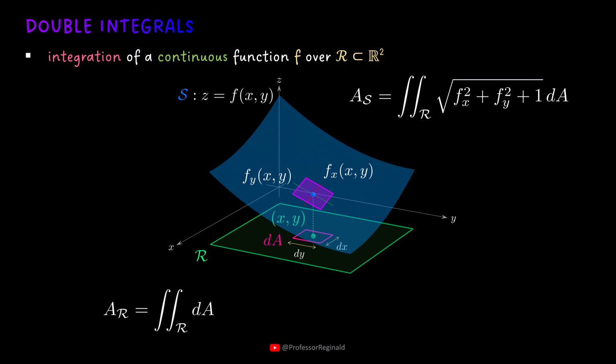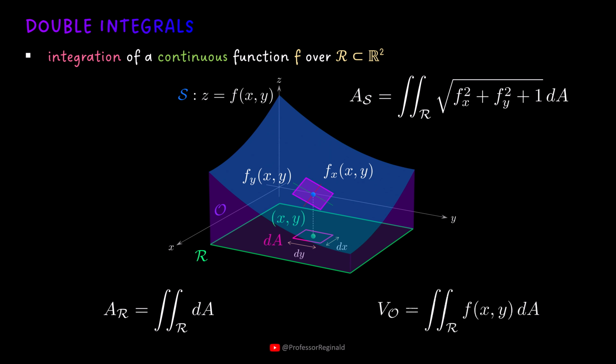And for the solid object formed by the surface, the region of integration, and the sides between them, the volume of the object is the double integral of the variable height from the surface to the region of integration times the differential area. These physical quantities will be the topics in the next videos. In the following discussions, we will learn the definition and computing double integrals.